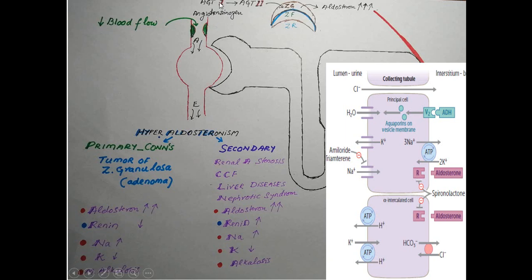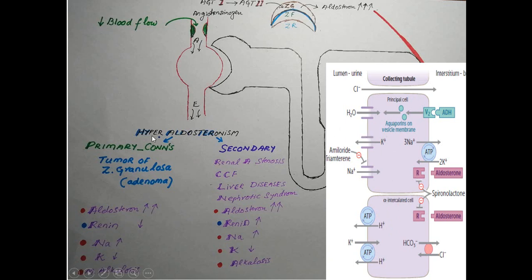This angiotensin 1 will cross the lungs, and in the lungs it is going to be converted into angiotensin 2. This angiotensin 2 is going to stimulate your zona granulosa cells. These cells produce more and more aldosterone, and this aldosterone is going to show all these functions which we have discussed previously.